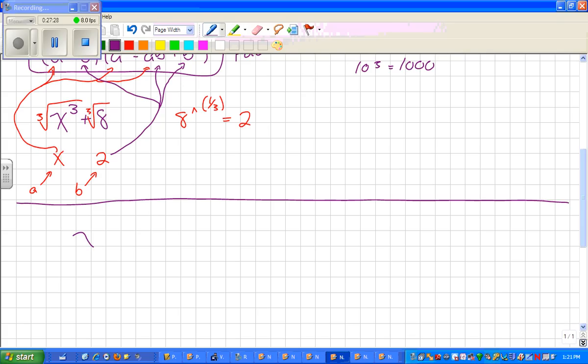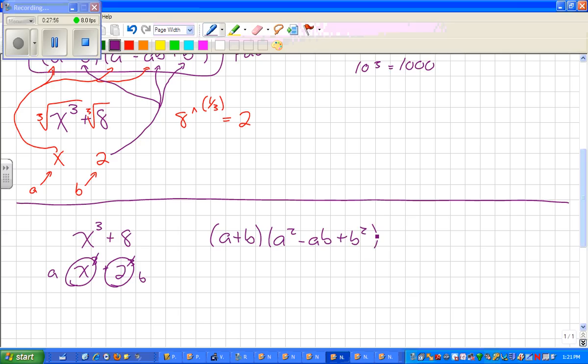Now, we have x to the third plus 8. Another way of thinking of this is x to the third plus 2 to the third. So this is my a, this is my b. So if you know the formula, and again you have to memorize this, a plus b, a squared minus ab plus b squared. Instead of a, you're going to replace a with x. So a plus b becomes x plus 2.